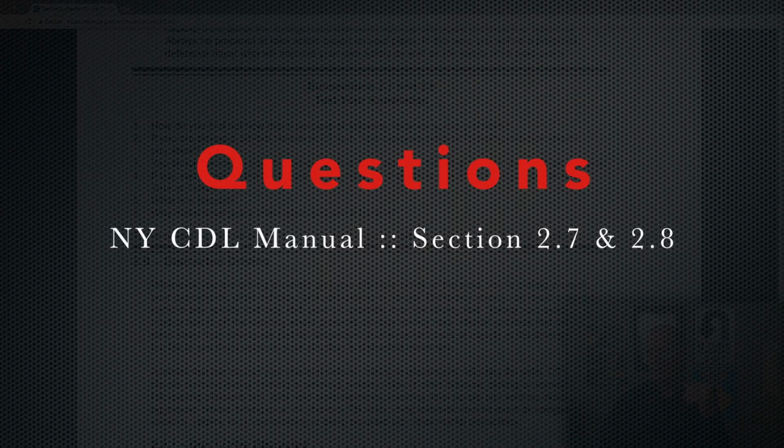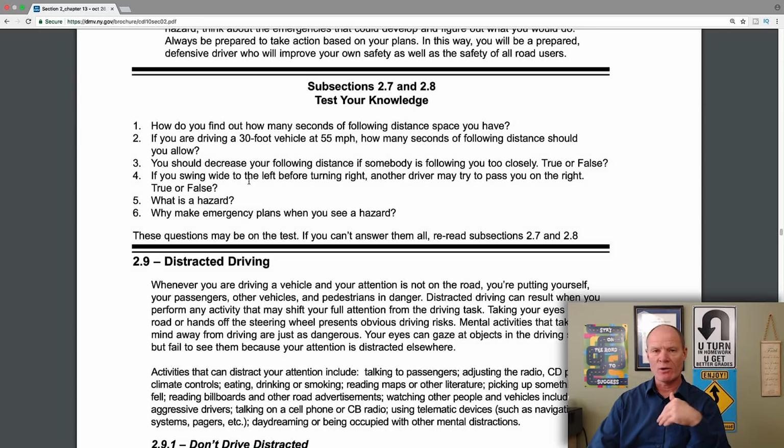Okay, so here we go. How do you find out how many seconds of following distance space you have? Okay, the vehicle in front passes a fixed object. You start counting when you pass the fixed object. That's when you know how far your following distance is. If you're driving a 30-foot vehicle at 55 miles an hour, how many seconds should your following distance be? So it's 1 second for each 10 feet of vehicle. So it's 3 seconds plus another second for over 40 miles an hour. So it's 4 seconds as your following distance.